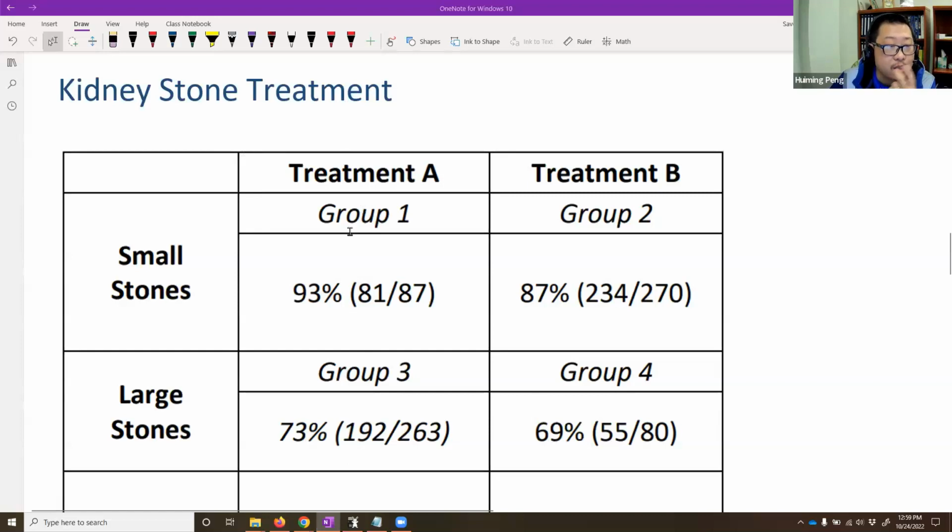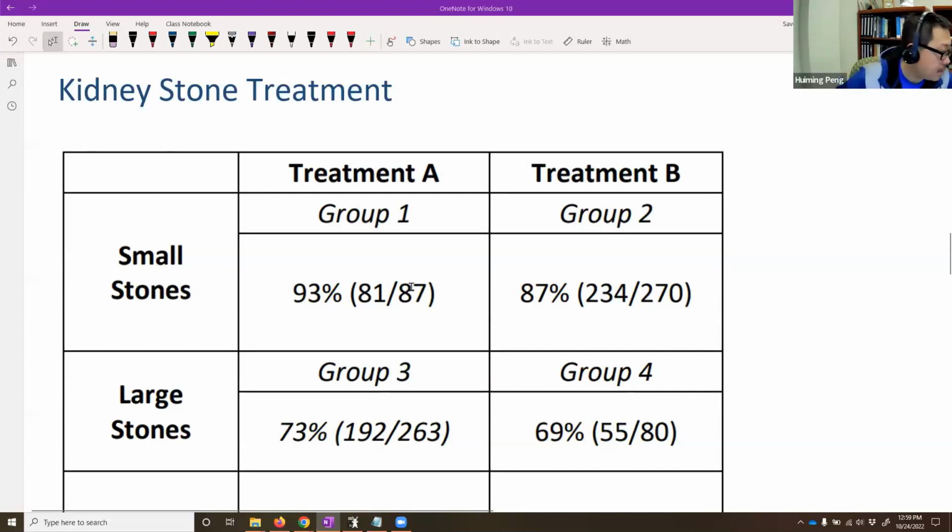We have the first column, treatment A. The second column is the second treatment, we call it treatment B. Whatever, or you can just think about it as drug A or drug B. We have 2 ways to treat the kidney stone, and we need to look at which treatment is better. That's the purpose. Therefore, we need to enroll some patients to see if treatment A is better than treatment B, or treatment B is better than treatment A based on the data.